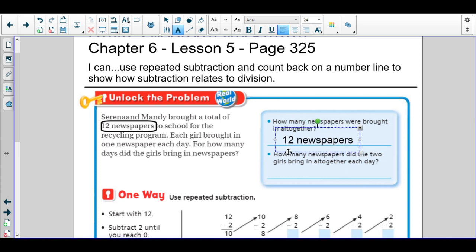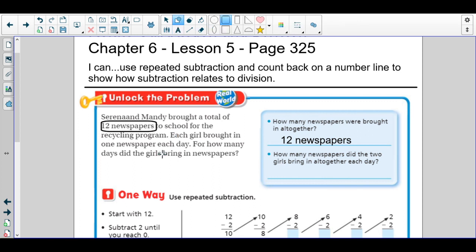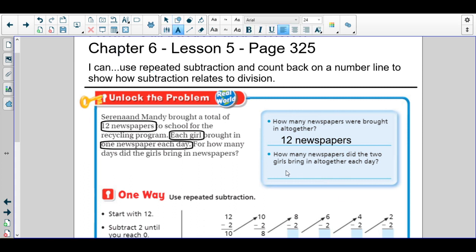Okay? And how many newspapers did the two girls bring in all together each day? All right, so each girl brought in one newspaper each day. But we're talking about each girl. So Serena would bring in one, and Mandy would bring in one for one day. And then Serena and Mandy both would bring one for the second day. Okay, so each day the girls are bringing in two newspapers.